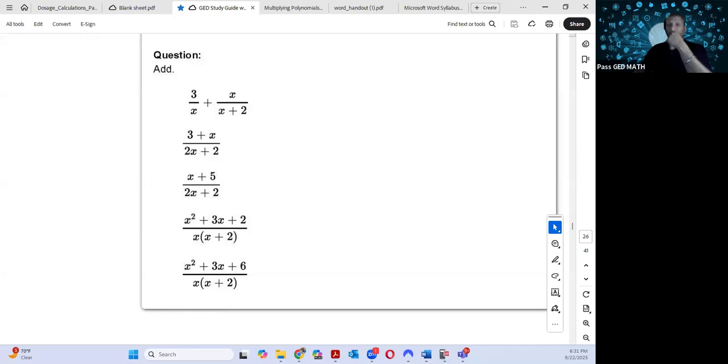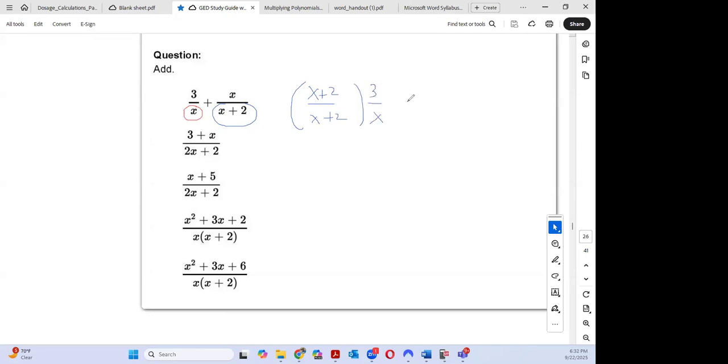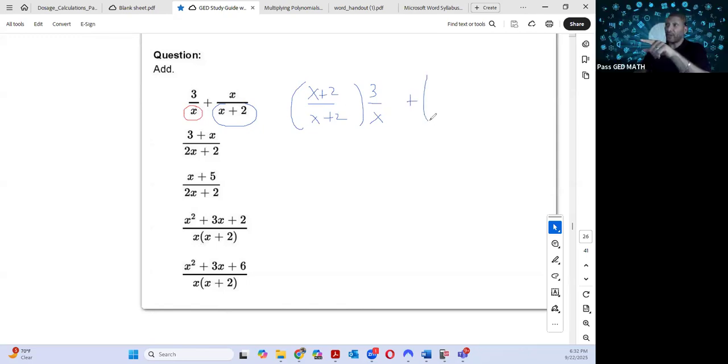So, for example, let me do this one more time. The denominator here is x. The denominator here is x plus 2. So, I'm going to multiply (x plus 2) over (x plus 2) times my first term, which is 3/x. Okay, my second term is x over x, so x over x times x over x plus 2.